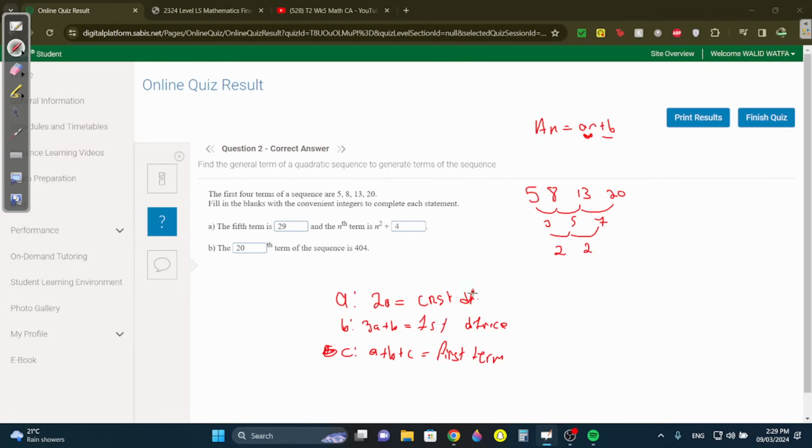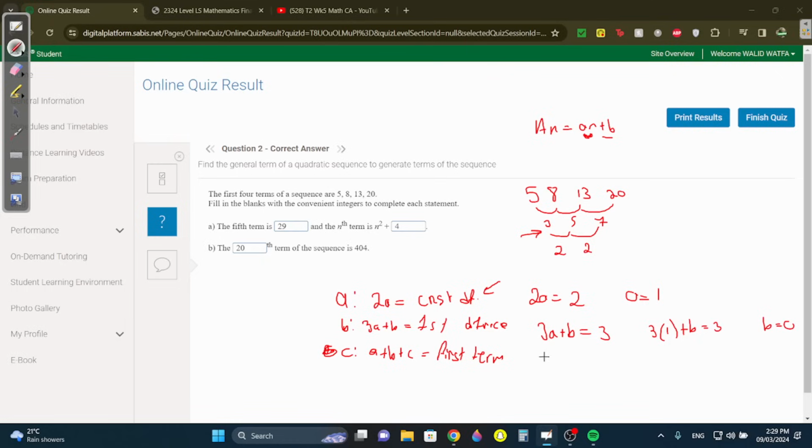So let's apply this. 2A is the constant difference. In this case, the constant difference is 2, so A equals 1. For B, 3A plus B equals the first difference, which is 3 here. And we know A is 1, so 3 times 1 plus B equals 3, and you get B equals 0, because take 3 to the other side, 3 minus 3 is 0.